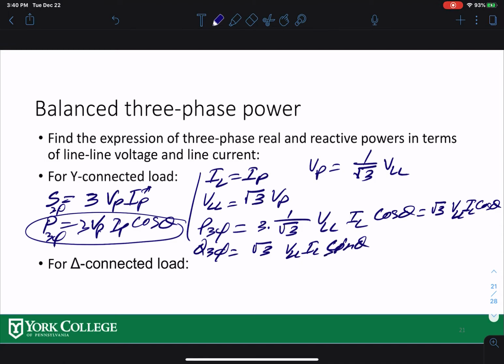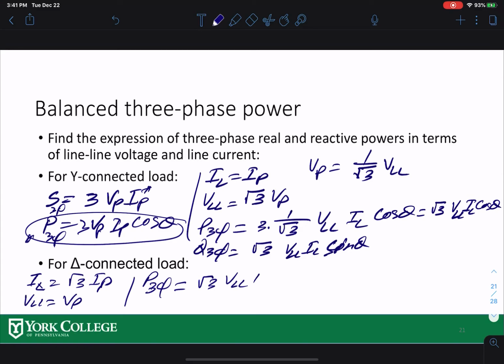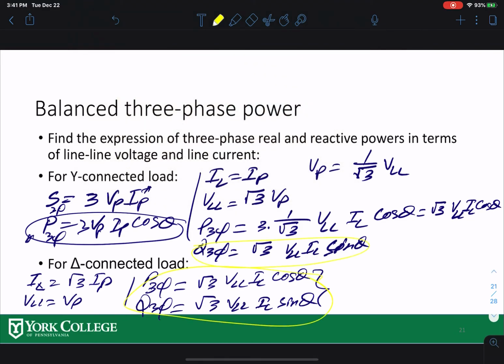Now, if I come to the delta connected load, you know that your IL is square root of 3 times IP, right? But your line-to-line voltage is equal to your phase voltage, right? So if I modify this one here, if you do the math, you will see the same thing, and you also get the same equation here. So what does it mean? It means that it doesn't matter what kind of connection you have, your power equation does not change.